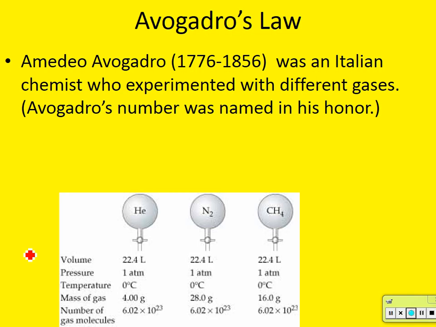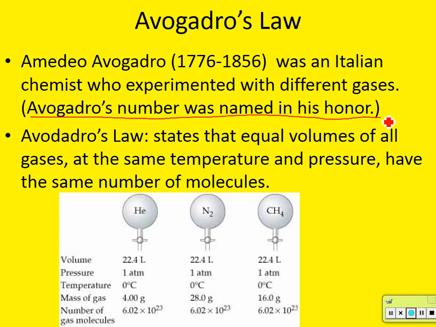So in your books, be following along if you're watching the video with the guided notes. Fill out your guided notes as we go through these slides. Okay, the guy's name is Amedeo Avogadro, and he lived late 1700s, early mid 1800s. He was Italian. He experimented with different gases. And this is how he came up with Avogadro's number. And actually they called it Avogadro's number in his honor after.